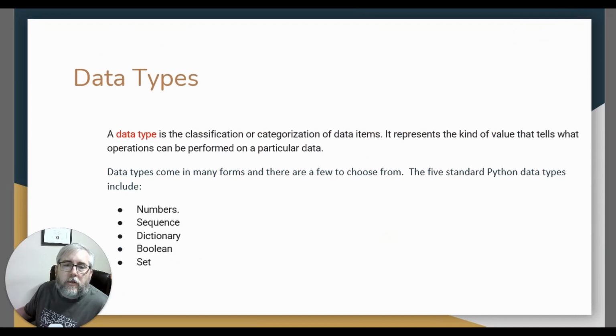So data types are basically a classification, a categorization of data items. A data type is also specifically what type of value is stored within a variable. And the data types can come in many forms, and some of those data types are numbers, sequence, dictionary, Boolean, and set. And we'll cover each one of these accordingly.